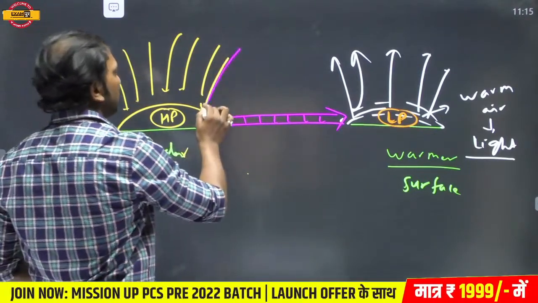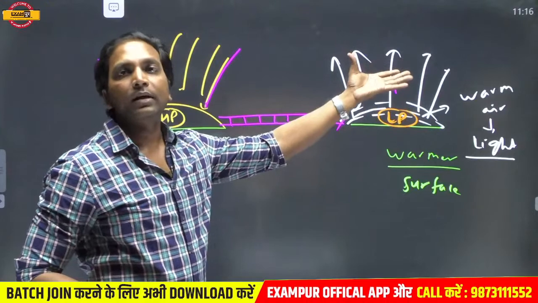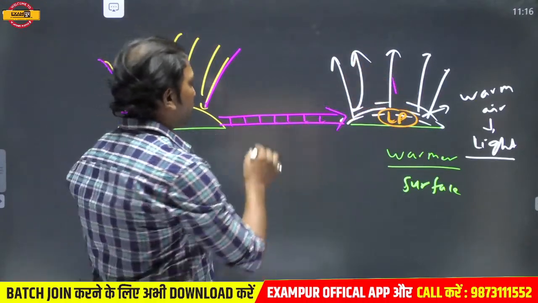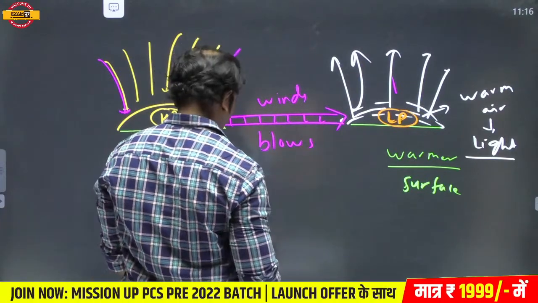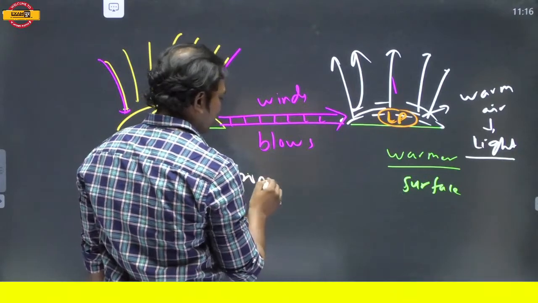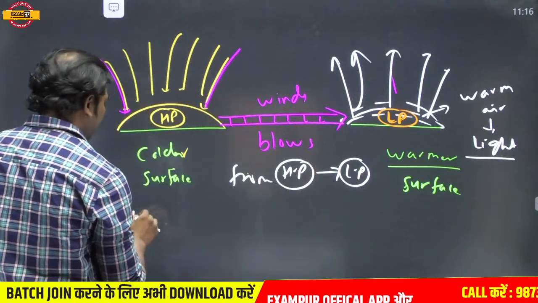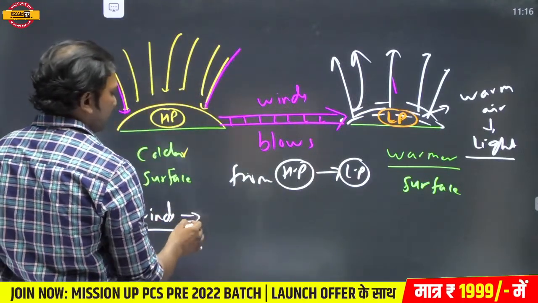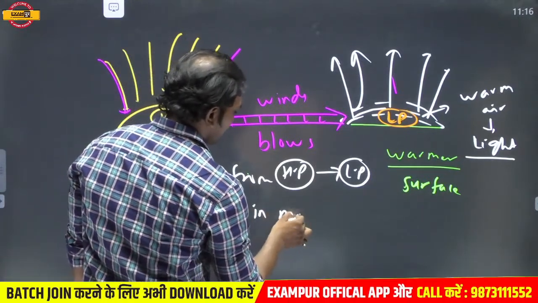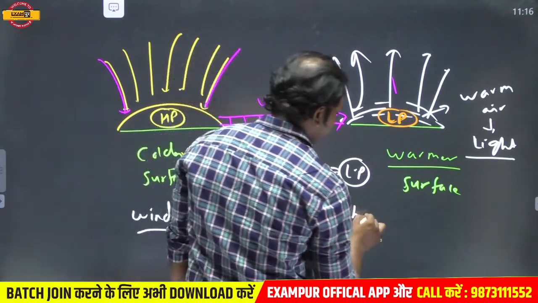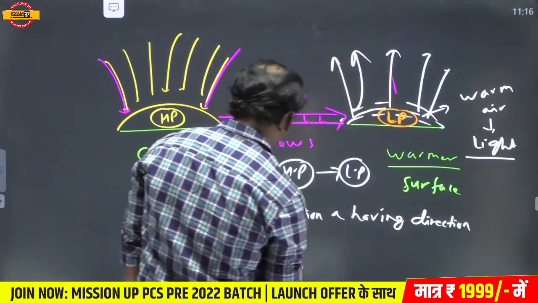Here you can see the maximum agglomeration of the air, and on this side air rises above. So winds blow from high pressure to low pressure. Or what is wind? I am giving you a definition in a short manner: air in motion and having direction is called winds.